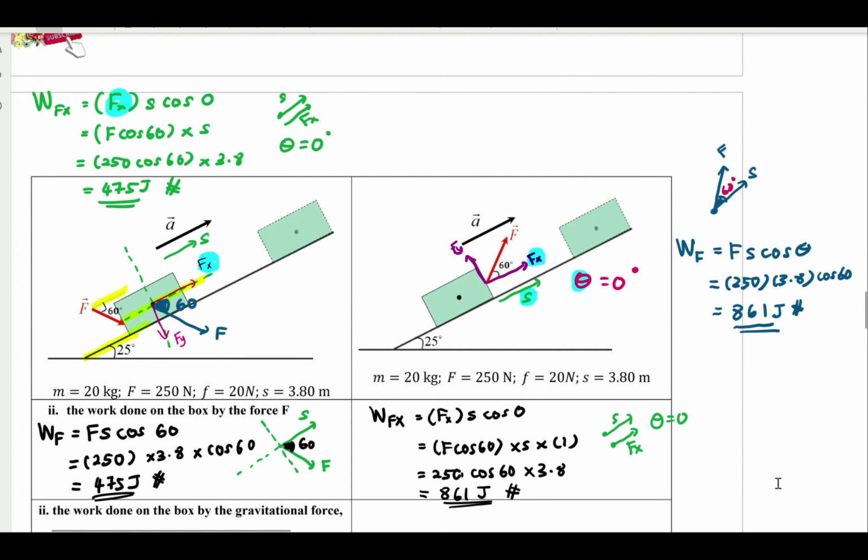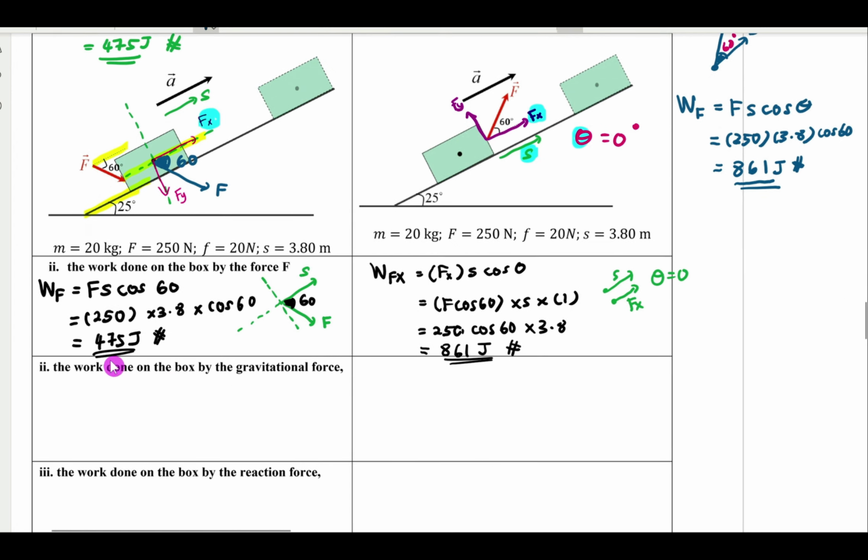Okay, next. How about this one? The work done on the box by the gravitational force. Same as what we did above earlier, because the inclined plane is the same. No need to calculate either. If you do not want to resolve, it will be like this: S is in this direction, weight is straightly downward. So the angle between them is 115.